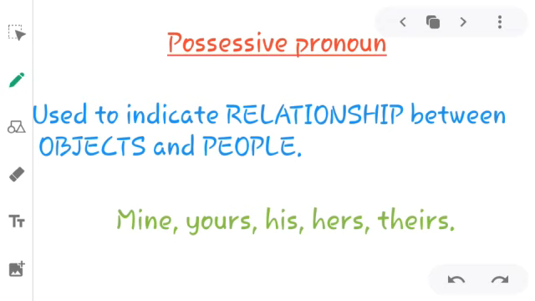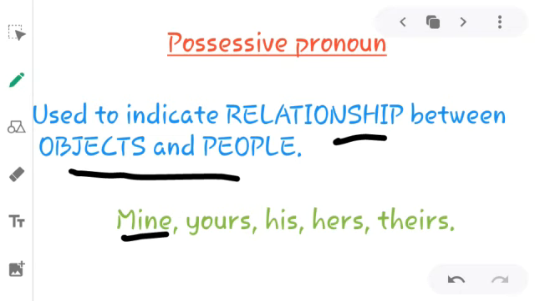Possessive pronoun is basically used to indicate a relationship between an object and people. For example, if I am saying this pen or pencil is mine, that means I am showing the relationship between me and that pencil or that object, and I am using mine for it. This pen is mine. So I am using a possessive pronoun.